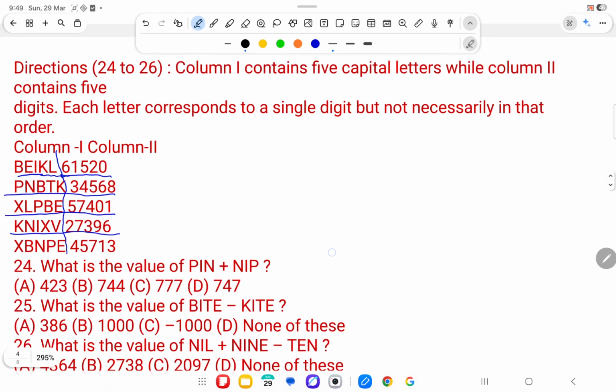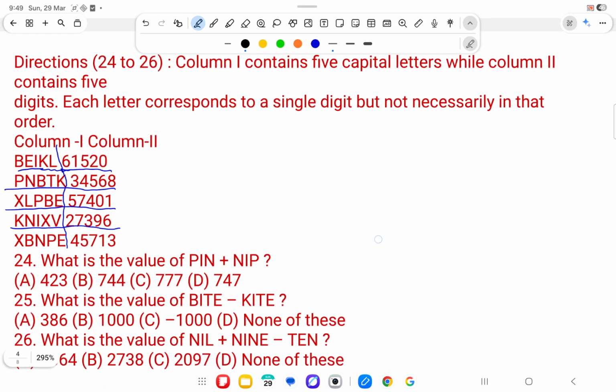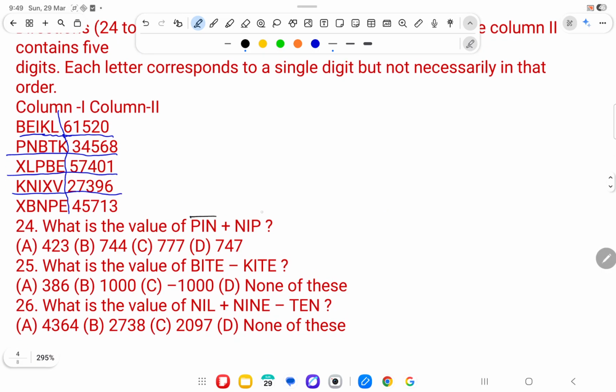Then next. See, again column 1, column 2 are given. We need to find PIN plus NIP. PIN. So P is repeated in how many places? P is repeated in second, third and last. Along with P, any other repeated in second, third and last? B. B is also repeated, but B is there in the first column also, first word also. So 1, 2, 3, 5.